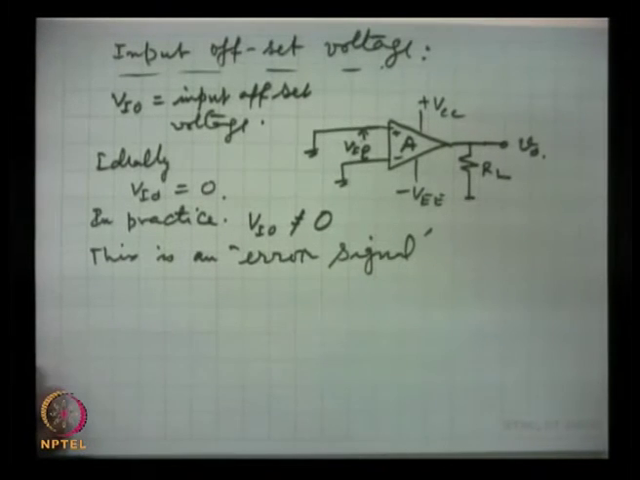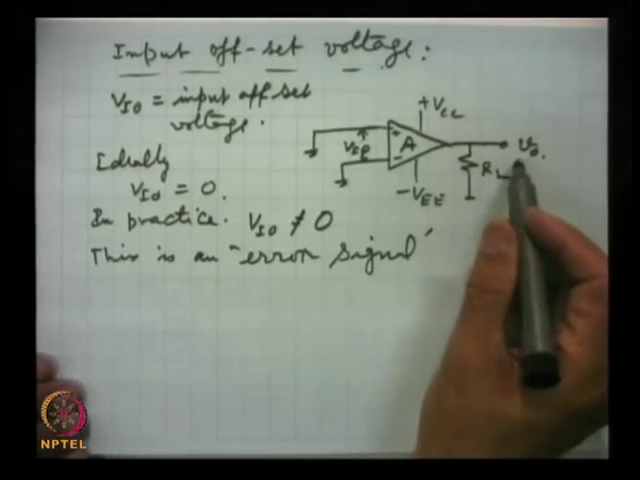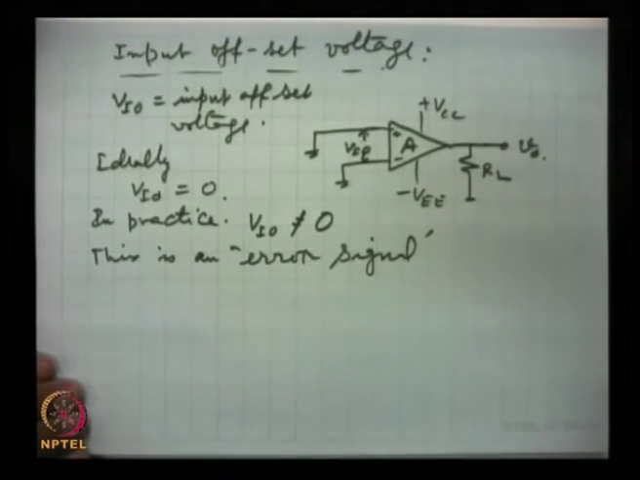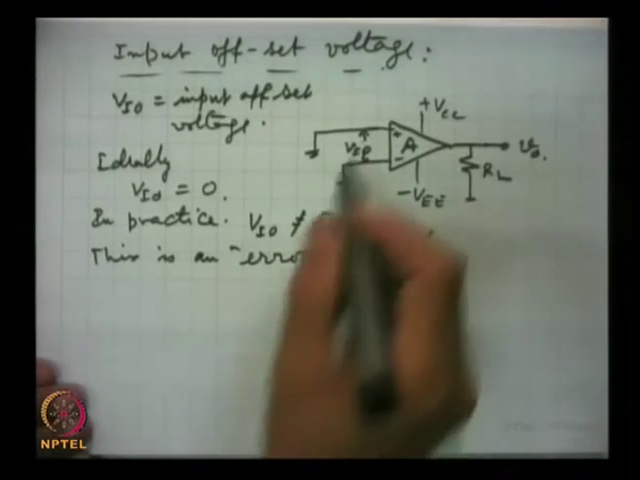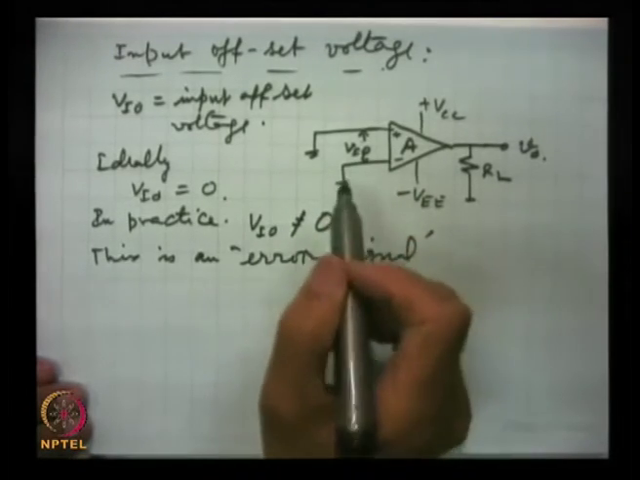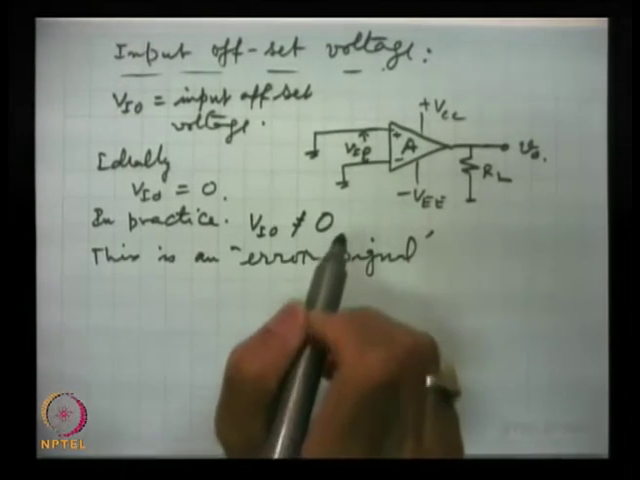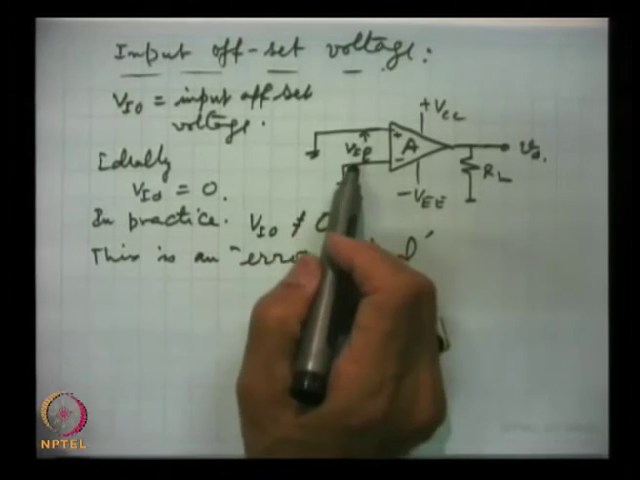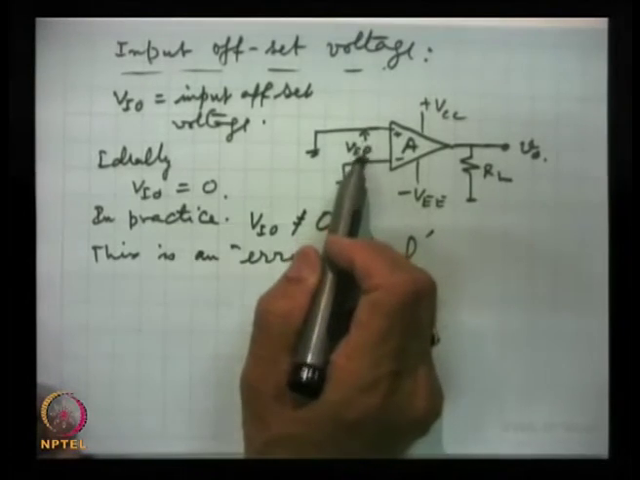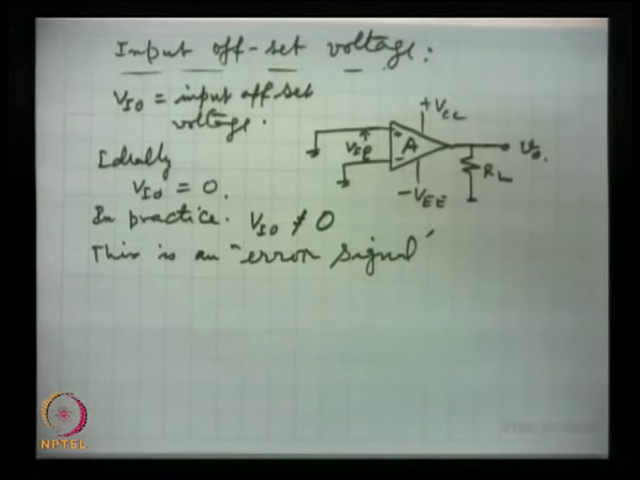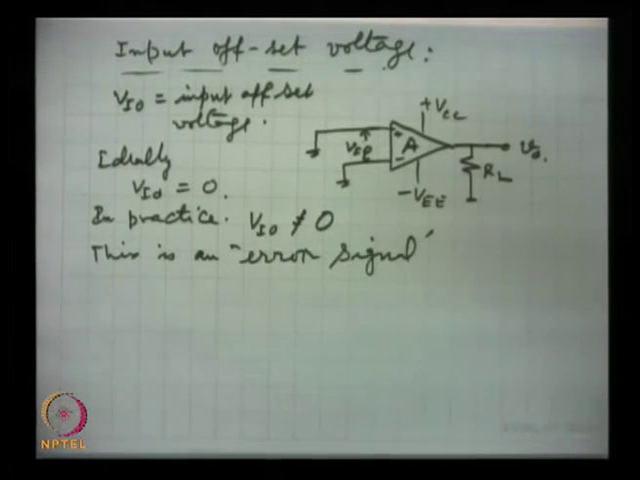Now, to bring this output voltage to 0, we have to apply a voltage at the appropriate place, equal in magnitude but opposite in phase to the existing differential offset voltage.